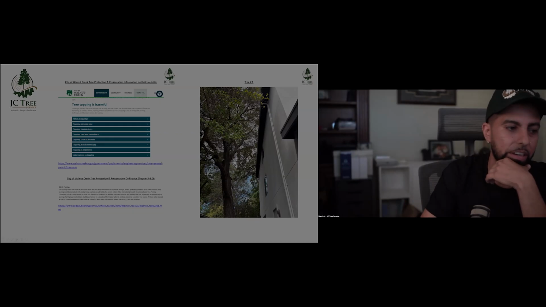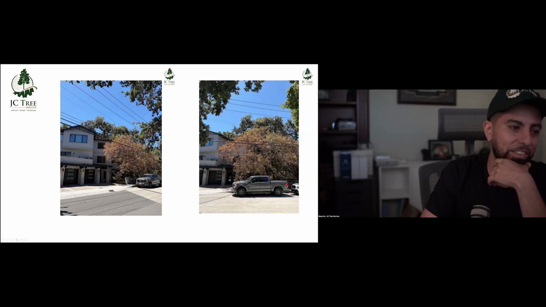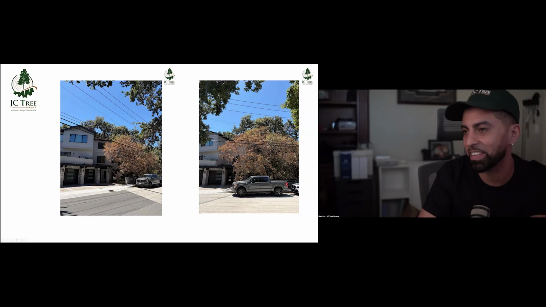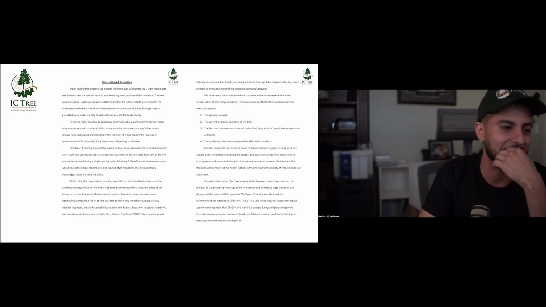It was an oak tree. The insurance wanted basically all of this cut back because the house goes this way, so basically half the tree was going to be gone. And what did I just tell you guys about topping trees? Not good. So I think I'm a thorn in most of these insurance companies' butts, but look how nice my report looks. So it is what it is.